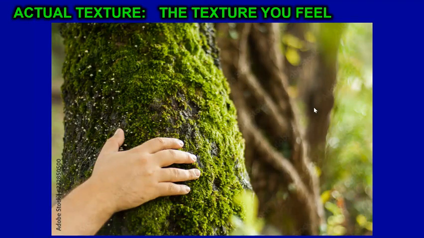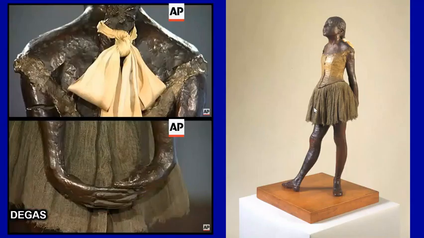Your book talks about actual textures, the texture that you actually feel. And this Degas sculpture, he made it out of bronze, but he didn't make the ribbon in her hair or the dress that she's wearing out of bronze. The ribbon is an actual ribbon and the dress is an actual dress. So this bronze sculpture has multiple textures in it. It was one of the first times in art history where an artist used multiple textures in the sculpture to represent other things.